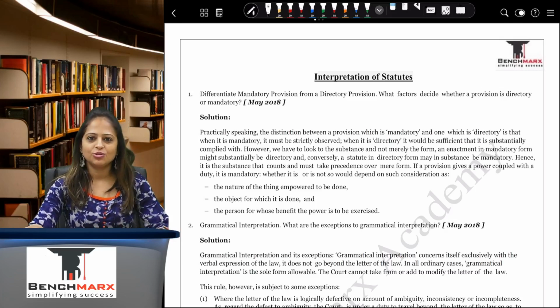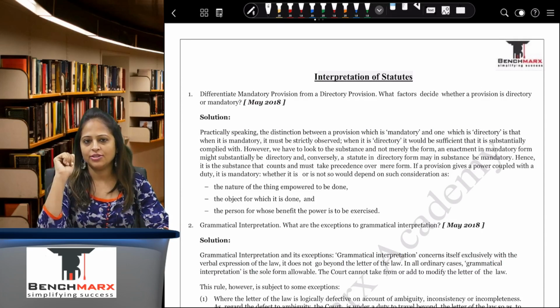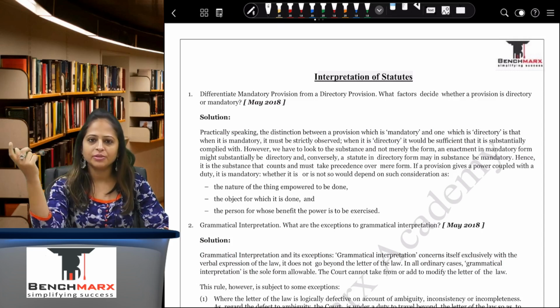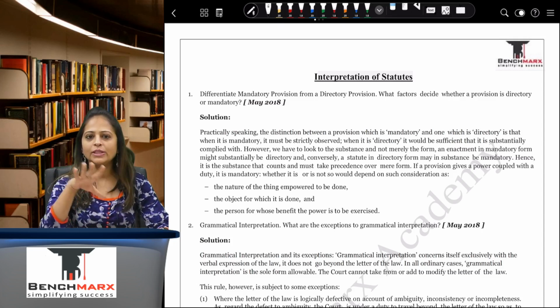Hi everyone, this is Khushboo Chokshi and today we'll be discussing the past exam questions asked for your interpretation of statutes. So one thing important to note for interpretation is that the questions asked are all theory questions.